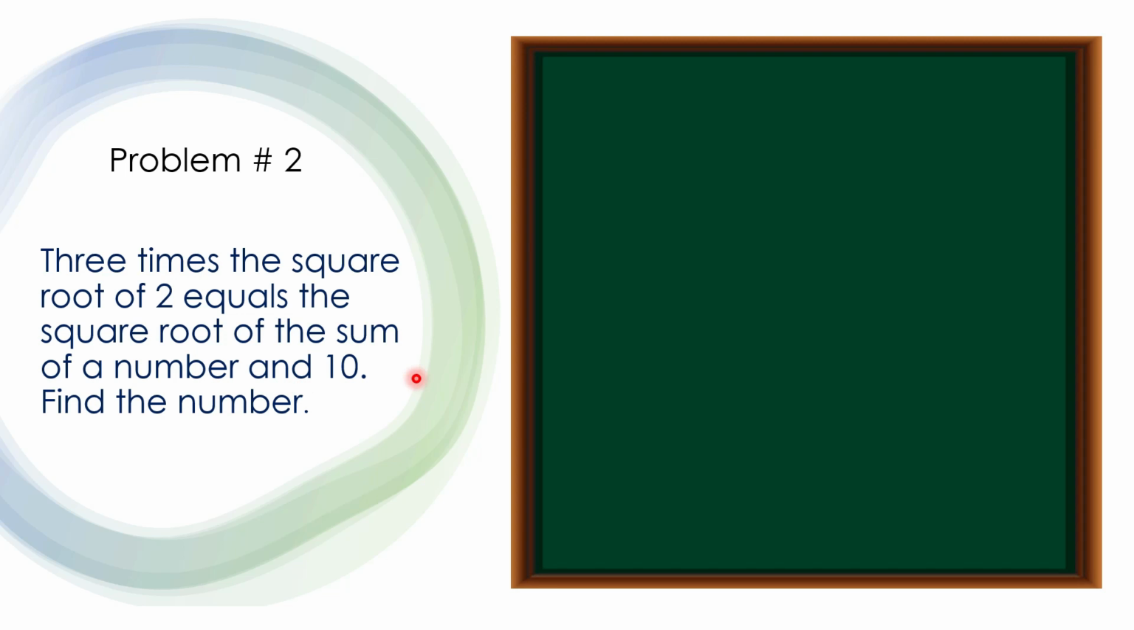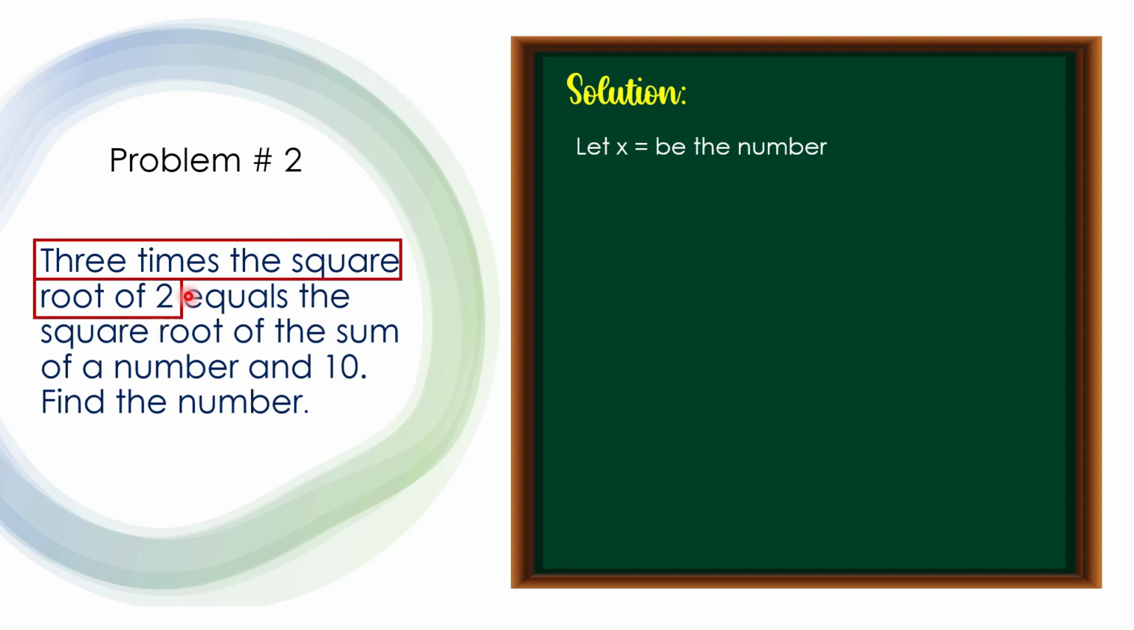3 times the square root of 2 equals the square root of the sum of a number and 10. Find the number. So for our solution, again, we will let x be the unknown number since we are asked to find the number. Now let us have our clue to make an equation. So we have here 3 times the square root of 2 is equal to the square root of the sum of a number and 10.